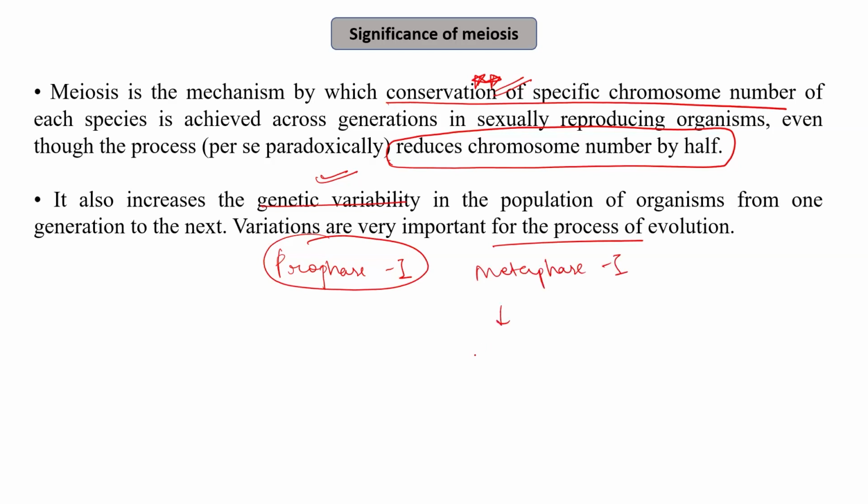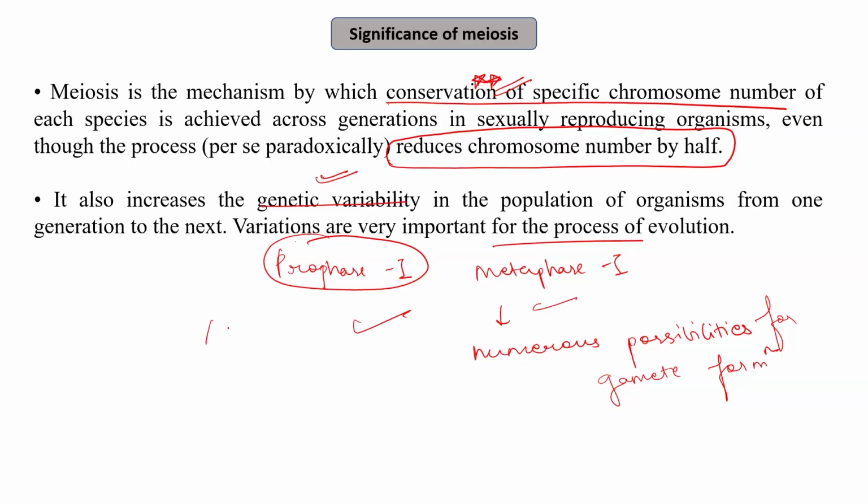So there is a tendency to form numerous possibilities for the arrangement of the DNA, and depending upon the arrangement of the chromosomes, that chromosome will be transferred to the next. There are numerous possibilities for gamete formation, right? So through these mechanisms, variations are being induced. But one of the very important reasons for the variation is the recombination that happens between the non-sister chromatids of the same homologous chromosome.